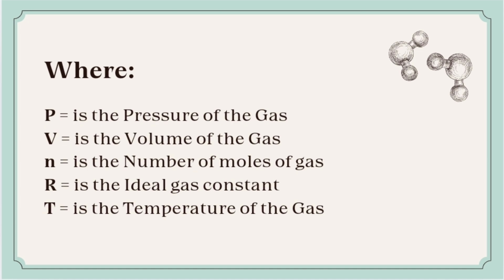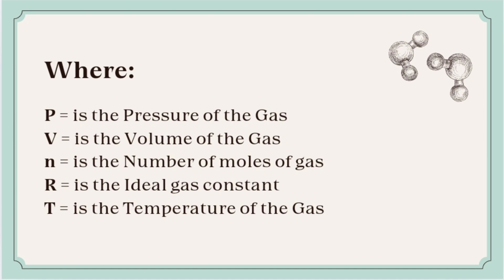For further explanation of the terms used, first is the pressure of the gas, or P. This is the force exerted by the gas molecules when they collide with the walls of the container. For an ideal gas, pressure is inversely proportional to volume and directly proportional to temperature. Second, volume of the gas, or V. This refers to the space occupied by the gas. As pressure increases, volume decreases, and as temperature increases, volume also increases.